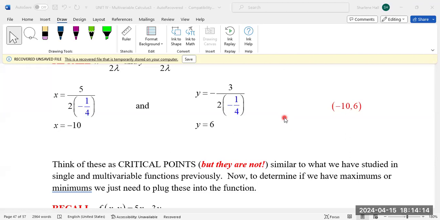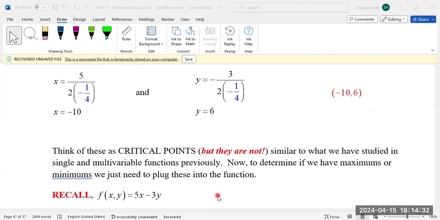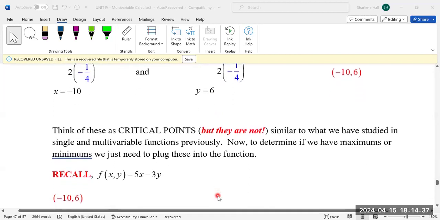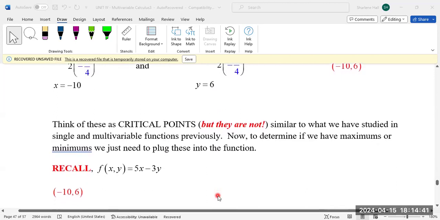They are not critical points, similar to what we have studied in single and multivariable functions previously. To determine if we have maximums or minimums, we just need to plug these into the function. Watch me carefully. We have +10, -6. Well, I did a negative 10, positive 6 first. What's the value of x? Negative 10, sir.